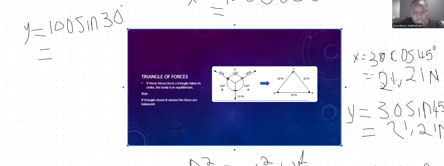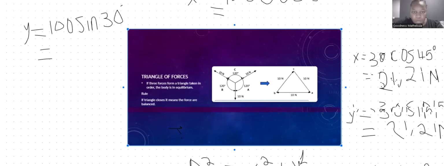Here we have three forces that are in direction. When we talk about a triangle of forces, it is balanced. Here you can see that our forces have closed, which means our forces are balanced. Here we have this force, and here we have this force. So it means our triangle of forces is balanced.